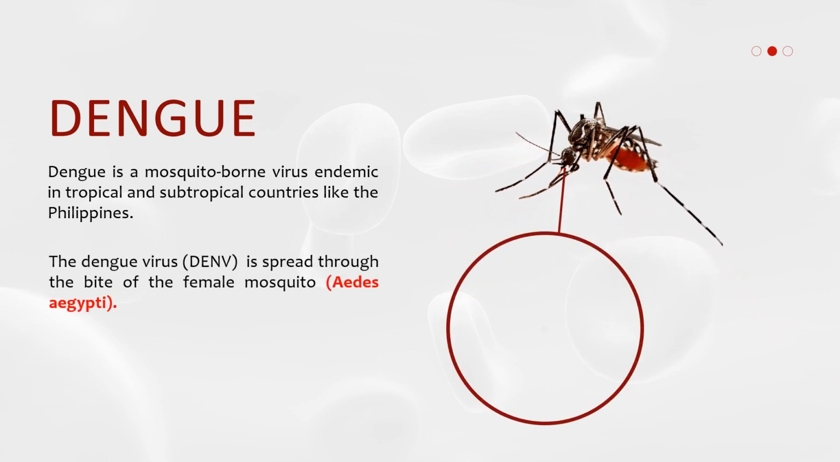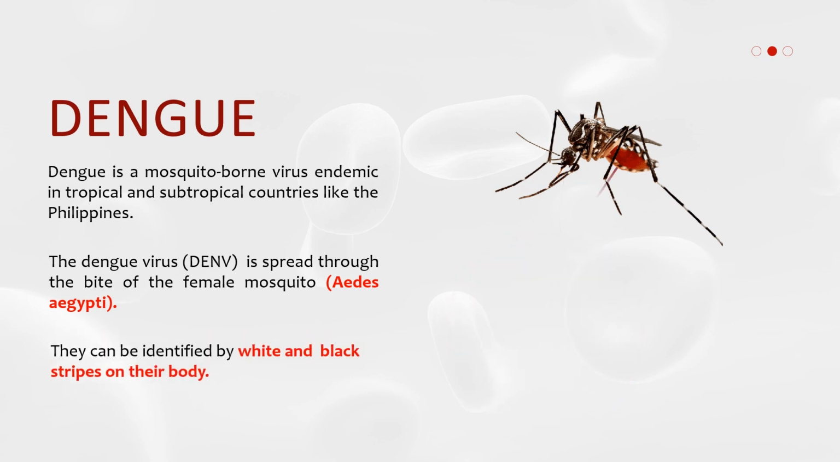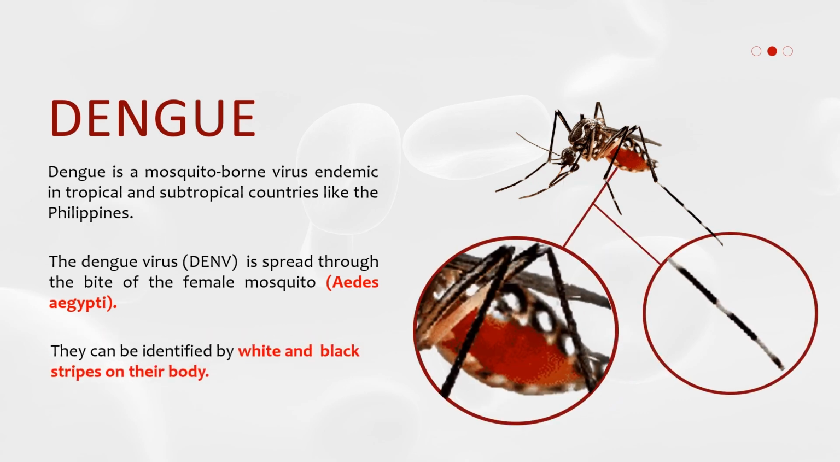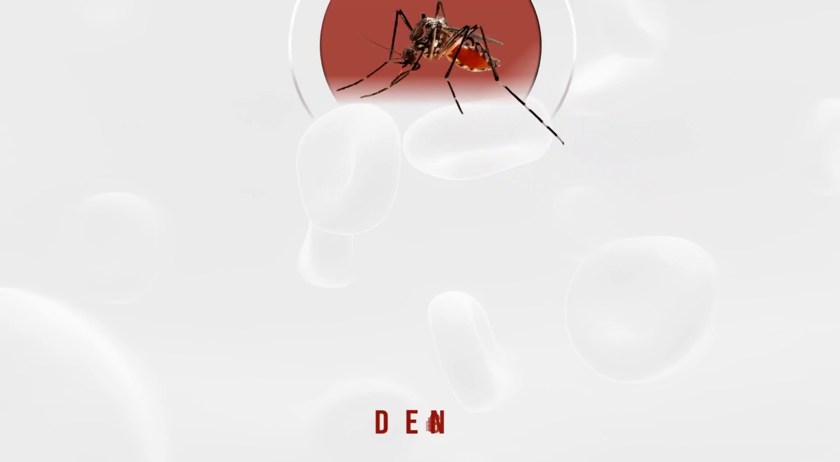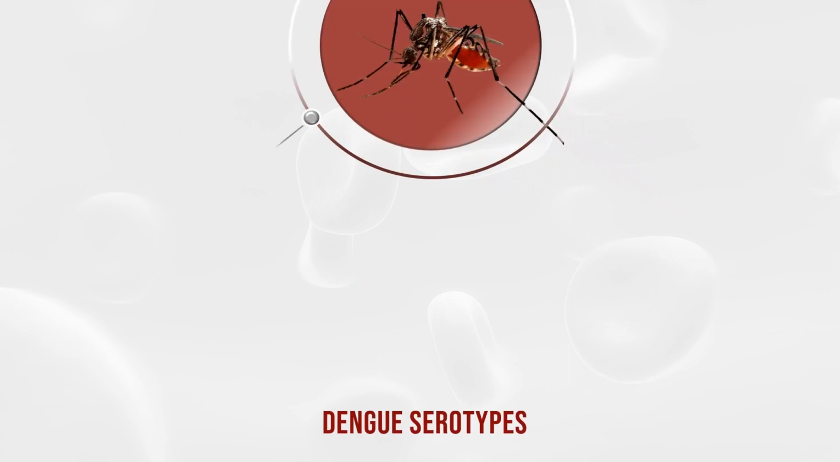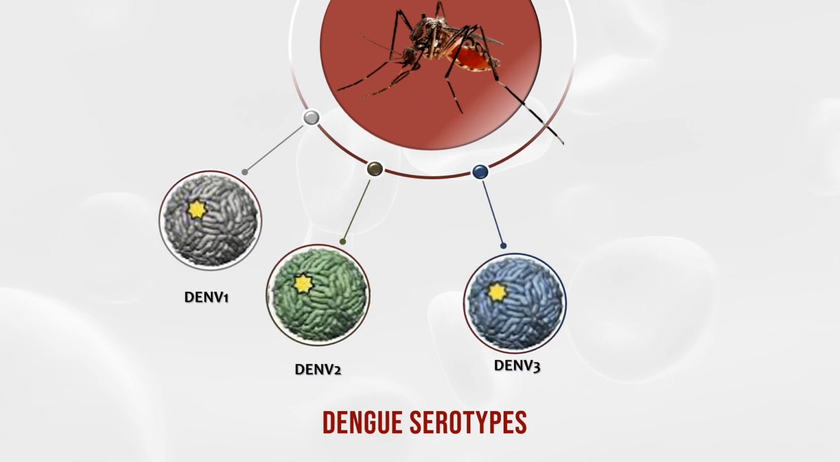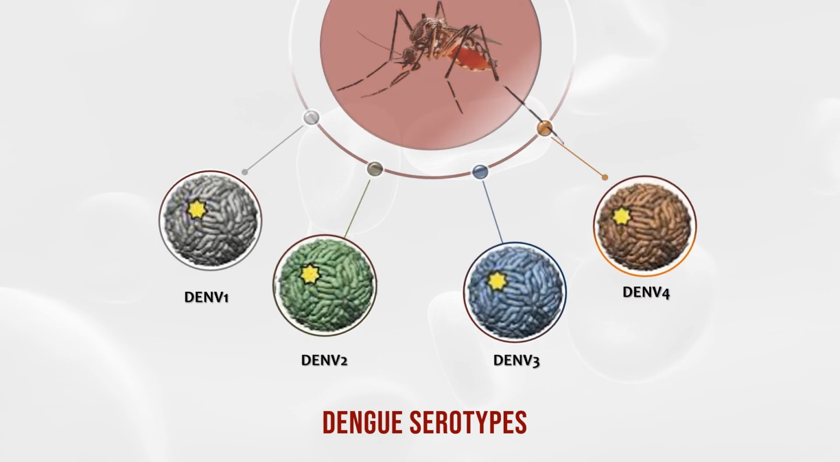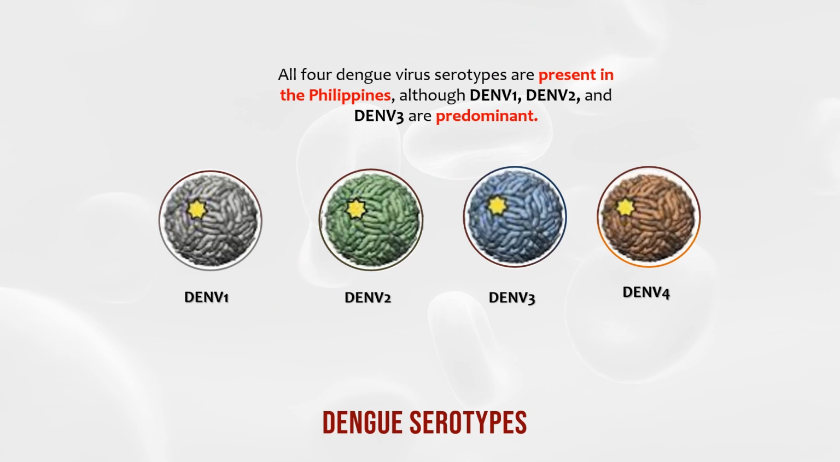The dengue virus, or DENV, is mainly spread through the bite of the female mosquito, scientific name Aedes aegypti. These mosquitoes can be identified by the black and white stripes on their body. Dengue has four known serotypes, namely DENV1, DENV2, DENV3, and DENV4. All of these serotypes are present in the Philippines, although DENV1, 2, and 3 are predominant.